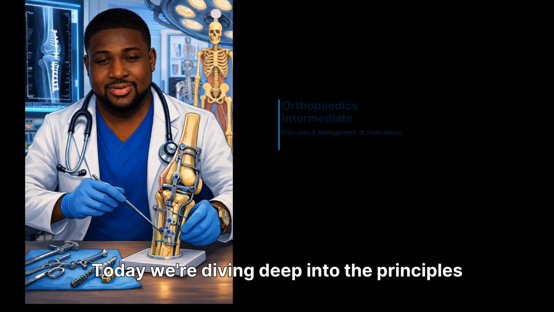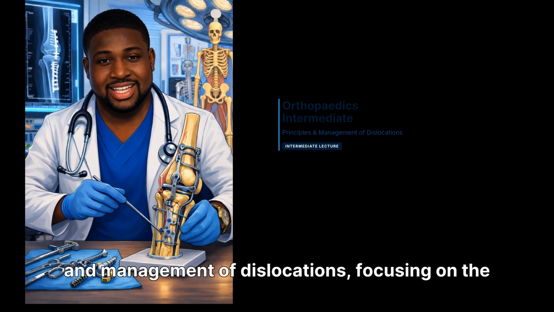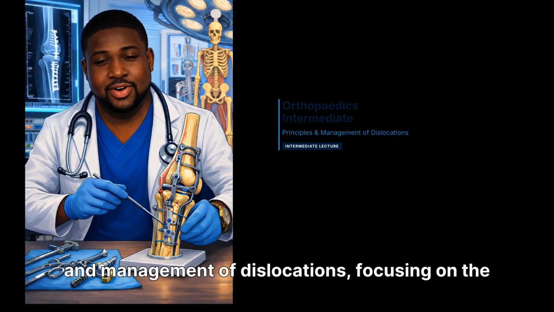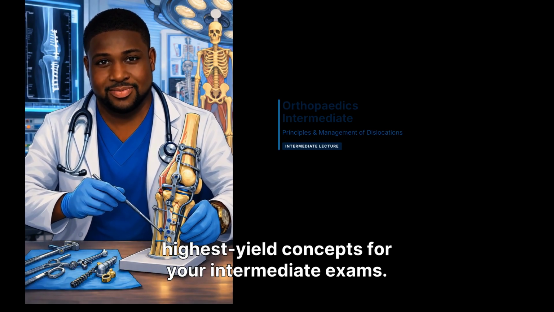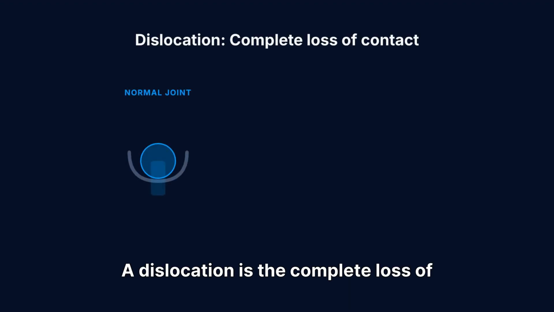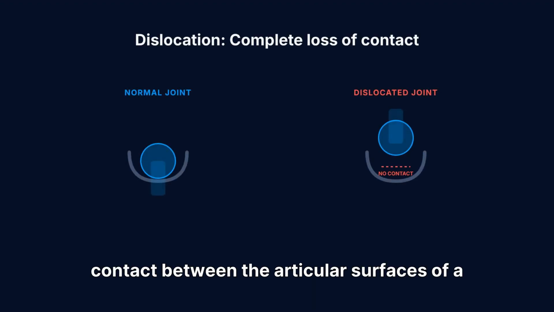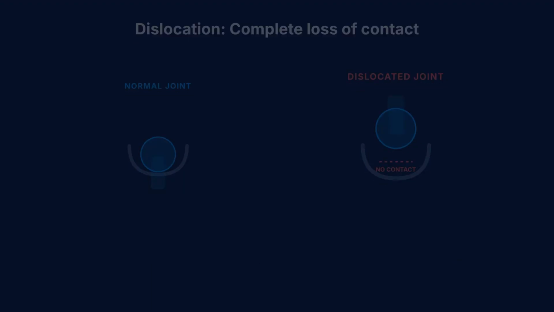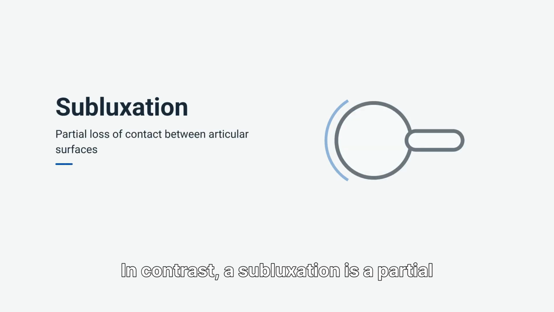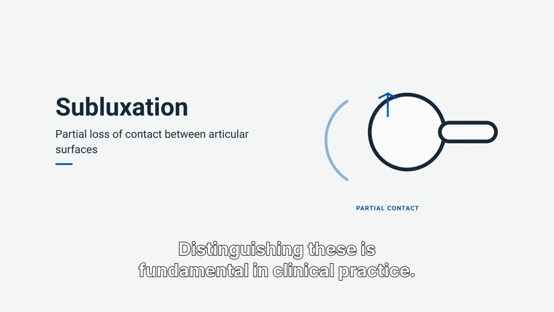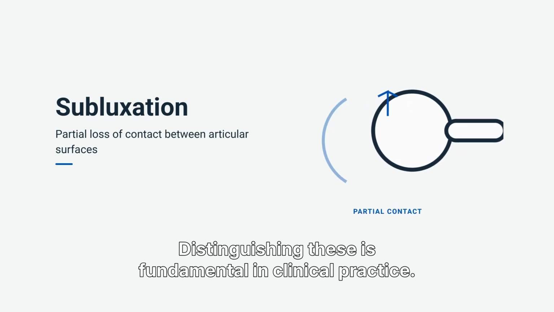Welcome back. Today we're diving deep into the principles and management of dislocations, focusing on the highest yield concepts for your intermediate exams. First, definitions. A dislocation is the complete loss of contact between the articular surfaces of a joint. In contrast, a subluxation is a partial loss of contact. Distinguishing these is fundamental in clinical practice.